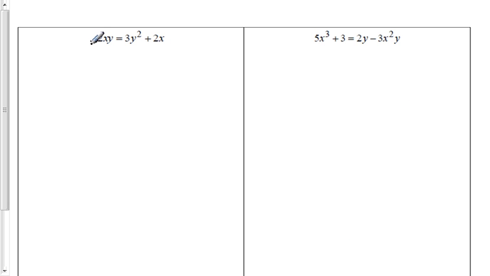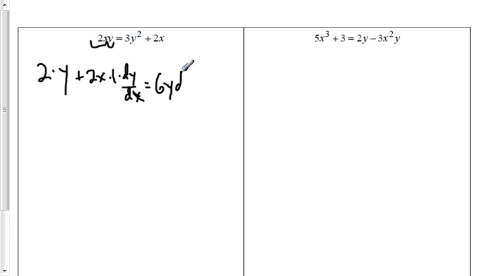So now in this one, I want to take the derivative, but I have to treat it like product rule. So 2xy: I'm going to treat 2x as the first. The derivative of 2x is just 2 times the second, plus leave the first the same, and then take the derivative of y, which will be 1, and then we have dy/dx. Now let's do the other side. The derivative of 3y squared is 6y dy/dx, and the derivative of 2x is just 2.